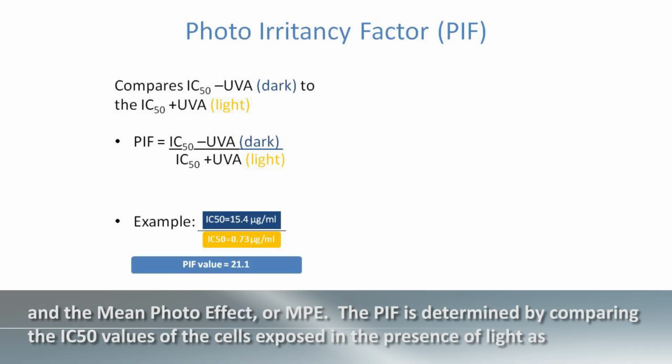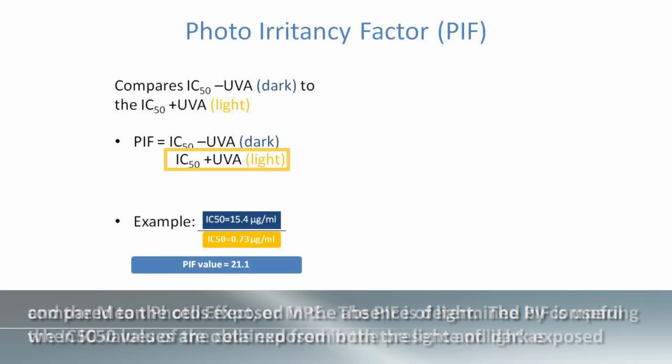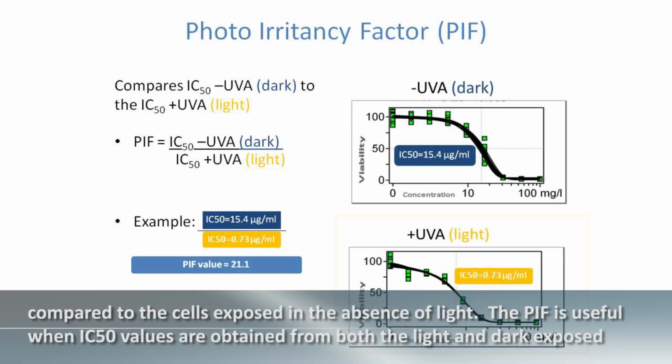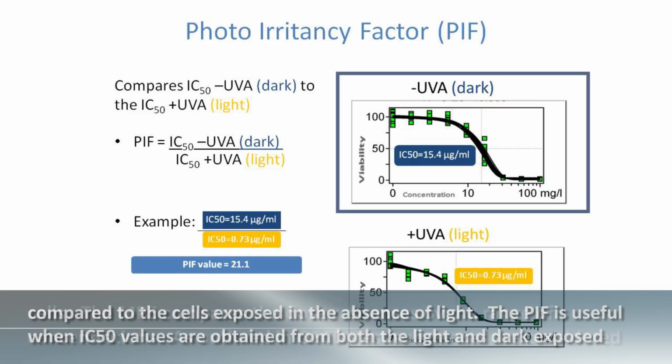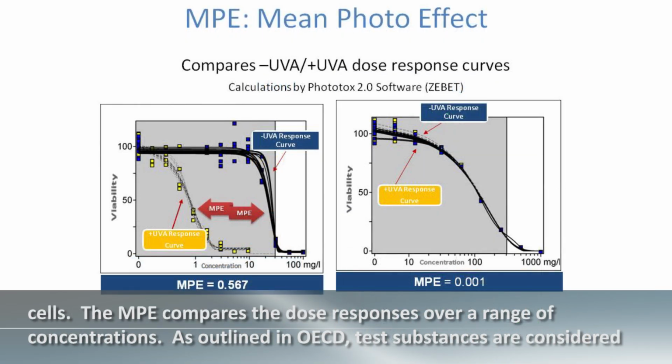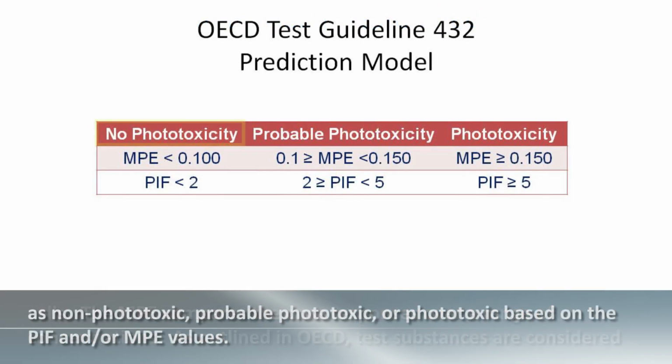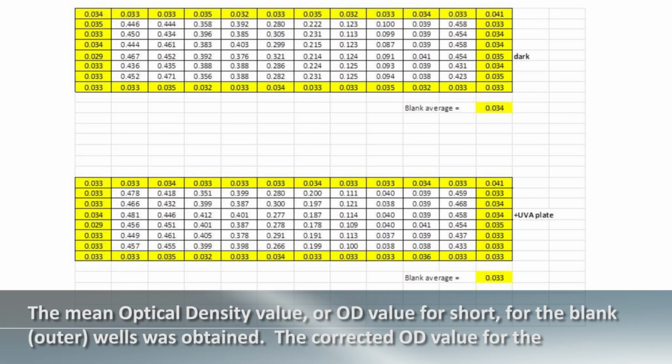The PIF is determined by comparing the IC50 values of the cells exposed in the presence of light as compared to the cells exposed in the absence of light. The PIF is useful when IC50 values are obtained from both the light and dark exposed cells. The MPE compares the dose responses over a range of concentrations. As outlined in the OECD test guideline, test substances are considered as non-phototoxic, probable phototoxic, or phototoxic based on the PIF and/or MPE values.